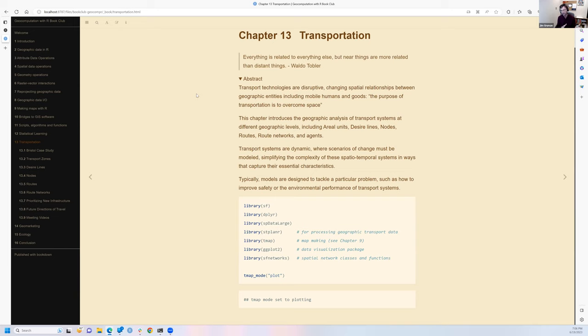All of this brings us back to what we're doing here, which is modeling. So we're modeling to take on a particular problem or a specific question and maybe looking at before and after to improve the safety or the performance of, you know, in this case, a transport system.